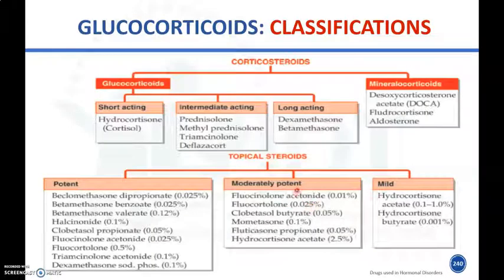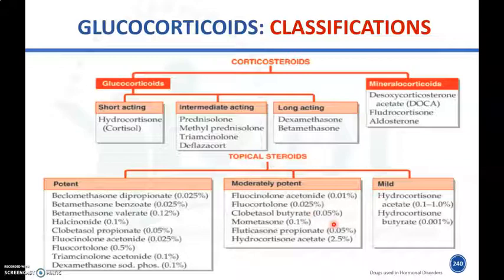So there are some topical steroids also, like beclomethasone dipropionate, beclomethasone benzoate, betamethasone valerate. All these are used as anti-inflammatory drugs for skin reactions and so on, for topical use. So these are again classified into potent, moderately potent and mild.